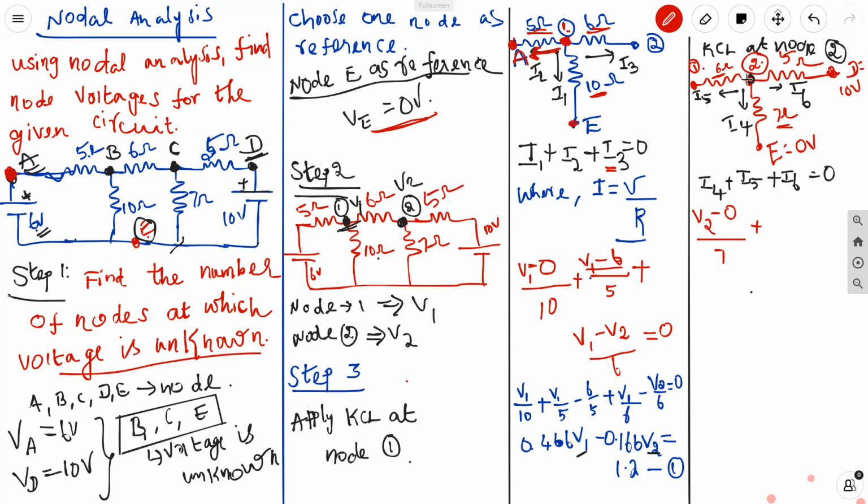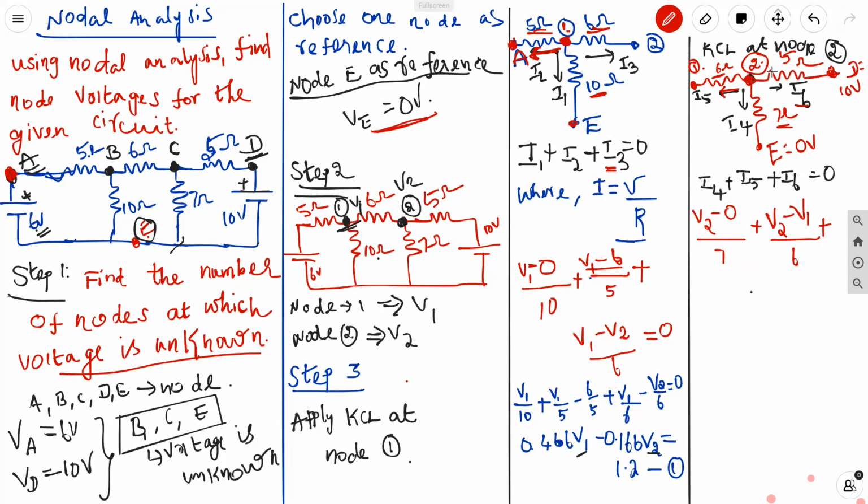See, for node 2, first the current is outgoing current, right? So you take this voltage first, V2, then minus V1. The 6 ohm is between 2 and 1. So take V2 minus V1 divided by its resistance 6, right? Then plus the next, I6. I6 is the current through the 5 ohm resistor.